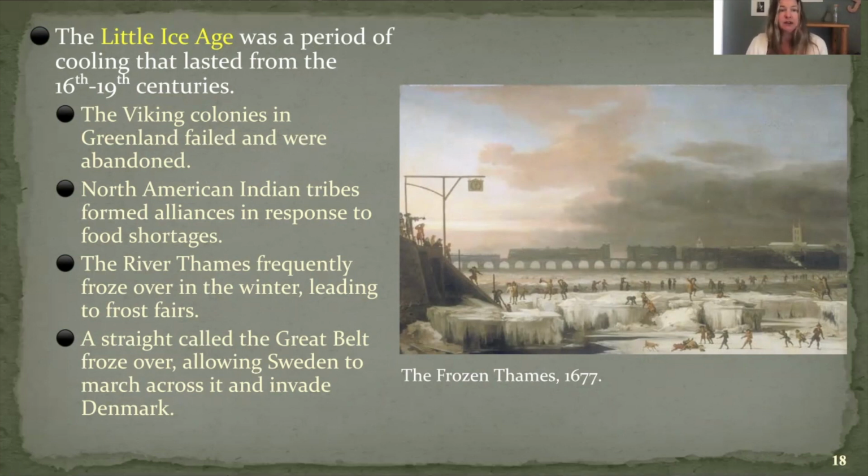The river Thames frequently froze over in the winter, leading to frost fairs. So at least they did something positive with that. You can see that picture from the Frost Fair. I like that name, the Frost Fair. A strait called the Great Belt froze over, allowing Sweden to march across it and invade Denmark. Oh, bummer for Denmark.